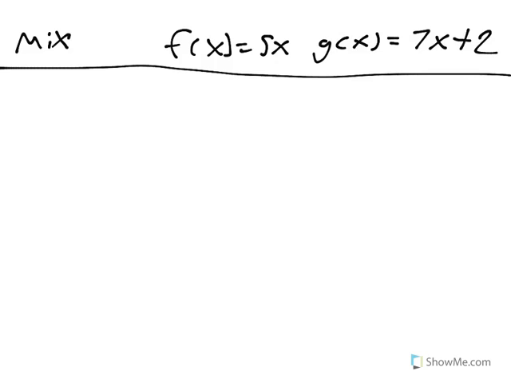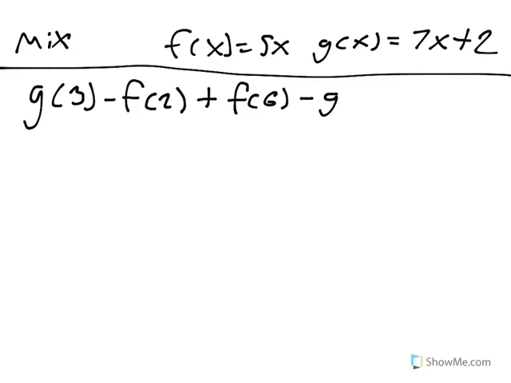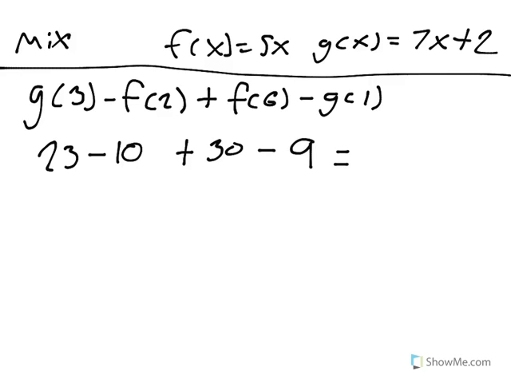This is going to be a mixed equation of addition and subtraction. We're going to use g of 3 minus f of 2 plus f of 6 minus g of 1. You may look at this and think, oh my gosh, this is really hard, but it's really simple actually. You plug g of 3 into the g equation and it gives you 23. Then f of 2 gives you 10, f of 6 is 30, and g of 1 is 9. You apply the appropriate signs, then add and subtract them, and it gives you 34. So it's really not that hard, kids.